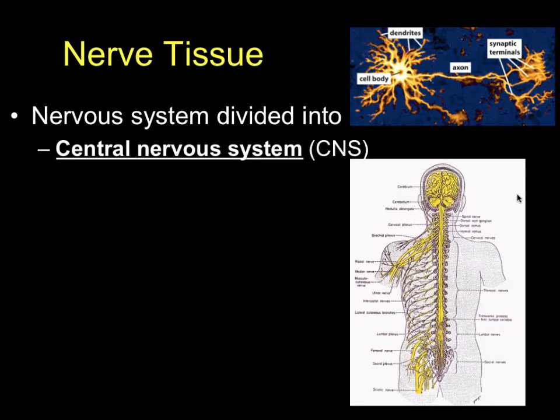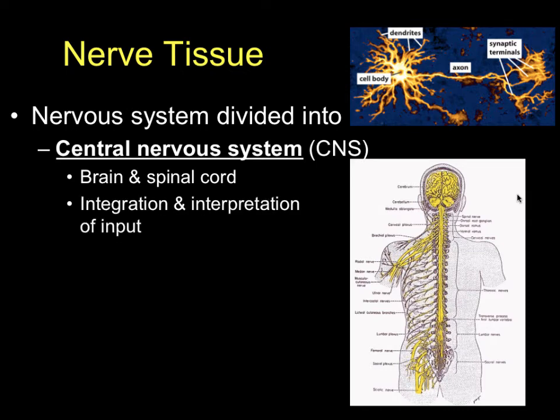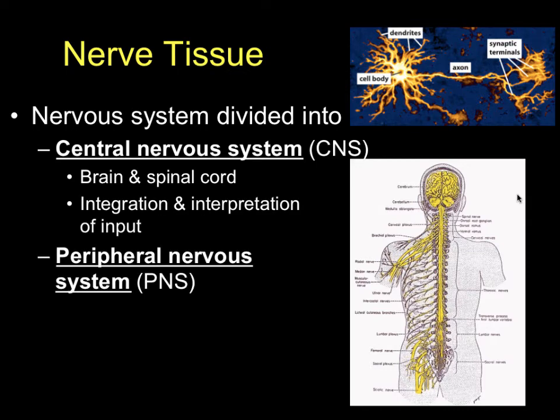Now the nervous system, on the other hand, is divided up into two very, very large parts. We have a central nervous system, which consists of the brain and spinal cord. The central nervous system primarily is made up of what we call association neurons or interpretive neurons that are taking information from all over the body, processing it, and determining whether or not something needs to happen as a result. The peripheral nervous system, on the other hand, is everything outside the brain and spinal cord.